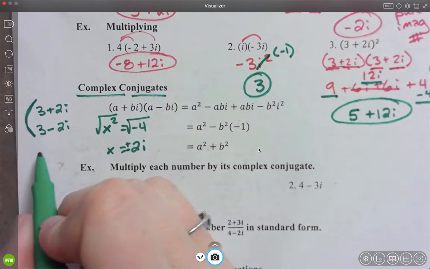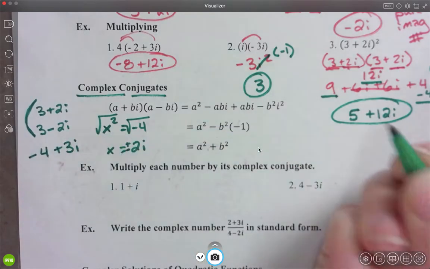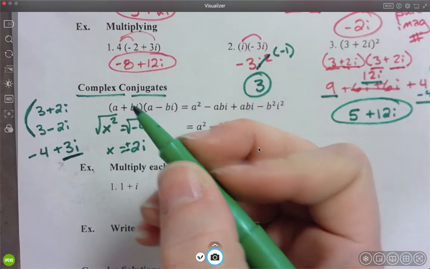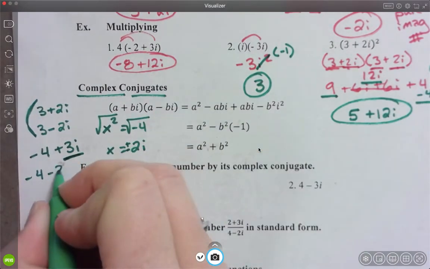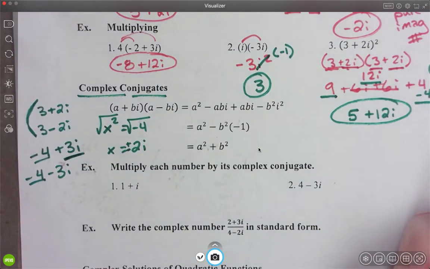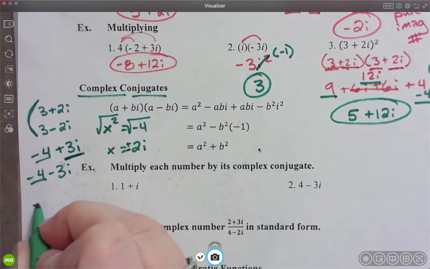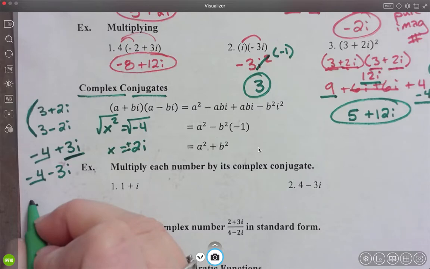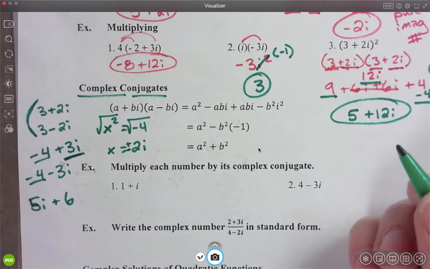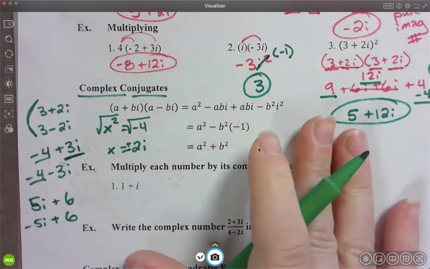When people get confused, they might see something like negative 4 plus 3i, right? They want to do positive 4 plus 3i. It's only the i part that changes, right? So this stays negative 4 minus 3i, right? The front part does not change. It's only the part that's attached to i, okay? And they really might try to confuse you by saying, like, let's say 5i plus 6. Well, it's not 5i minus 6. It's negative 5i plus 6 because it's the i that's going to be changed, all right?